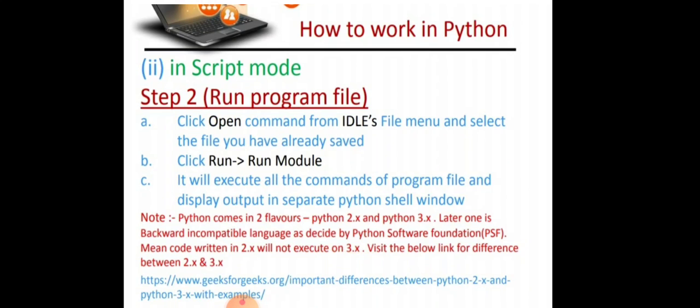Second method in script mode, step 2, run program. Click the open command from IDLE's file menu and select the file you have already saved. Click run or run module. It will execute all the commands of the program file and display the output in a separate shell window.